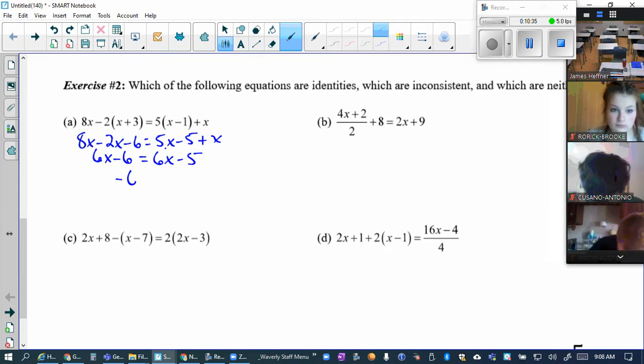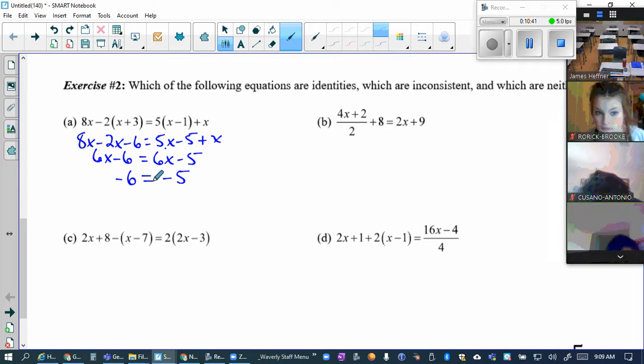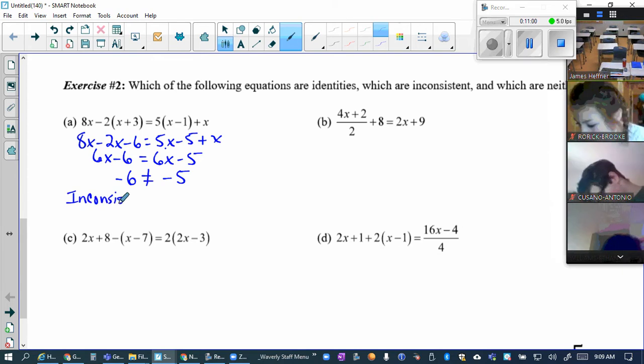-6 equals -5. Are they equal? No. So look at that, put a not equal to. Okay? So is there a solution to that original equation? No. No, this is what we call inconsistent, right? Or there's no solution, okay?